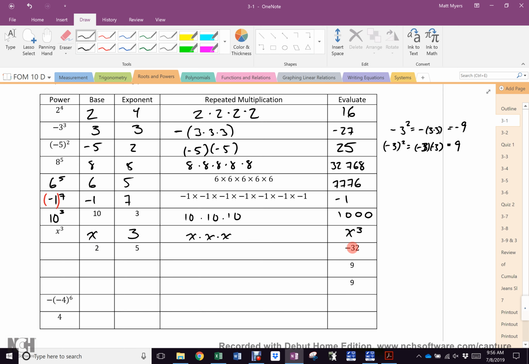The negative has to be outside the brackets. Negative 2 to the 5th. So this is 2 times 2 times 2 times 2 times 2, which is 32, but it's all negative. Everybody get that one right?